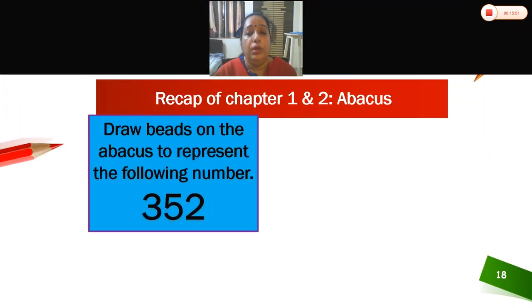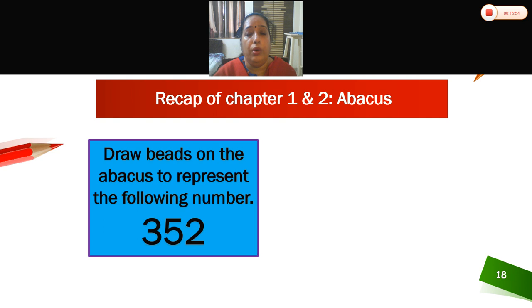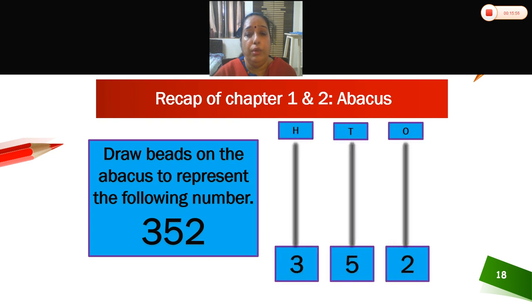Now we will draw the beads on the abacus to represent the following numbers. Can you see the drawing on the board? That is hundreds, tens, ones. Now what number is first? 3. So we are going to draw 3 beads. 1, 2, 3. Next 5. 1, 2, 3, 4, 5. Next one, 1, 2. Okay. Did you all enjoy doing this abacus?